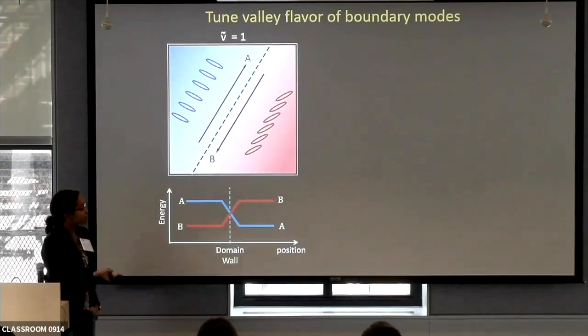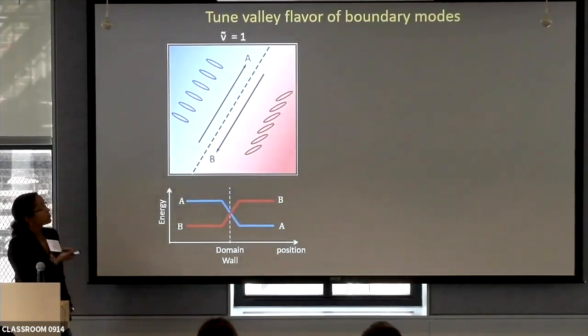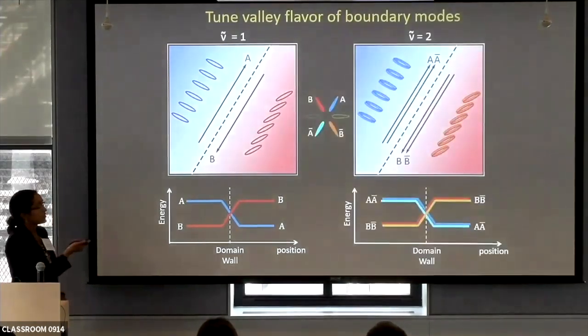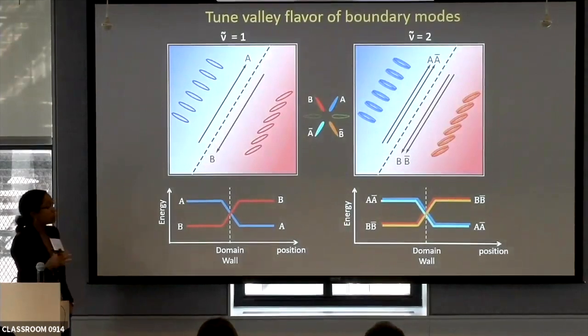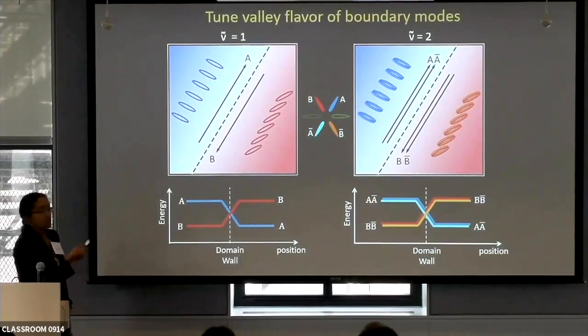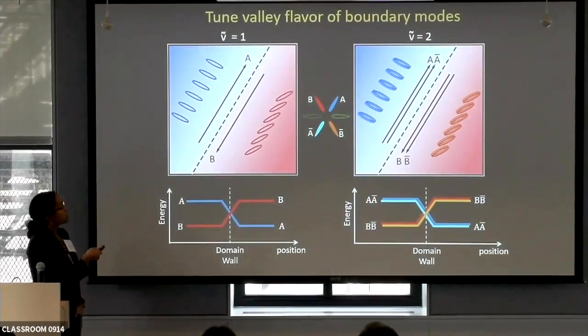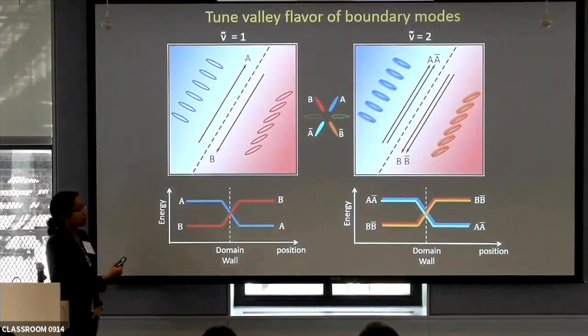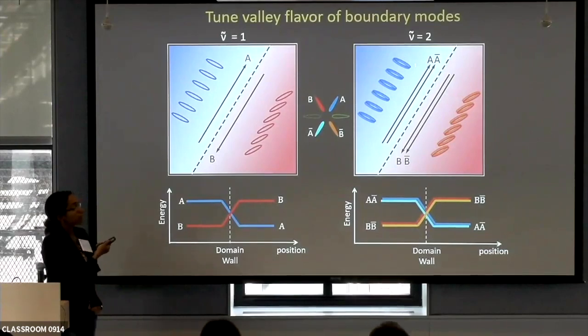Now what's particularly unique about our system is that we can tune between two different cases, a case where we have one set of counterpropagating modes or a case where we have two sets of counterpropagating modes. So now we're considering this subspace between the four valleys that were degenerate without any interaction. So I'm calling them A and A bar, one pair of valleys, and then B and B bar. So we can either have some effective filling factor nu tilde equals 1, where it's just one set of counterpropagating modes, one valley occupation that's switching as you go from one domain to the other, or two sets of counterpropagating modes where A and A bar are occupied on one side and B and B bar on the other side.